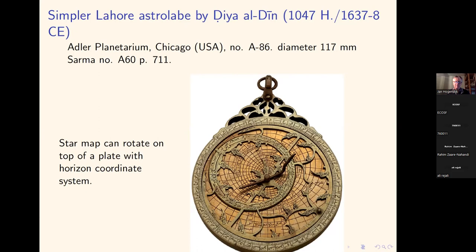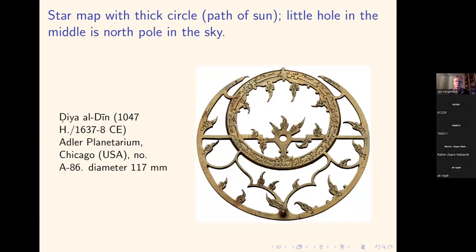So to come back to the astrolabe, here is a picture of the star map itself without the rest. You see there are the positions of the stars here, and also this thick circle, which is the path of the sun, the ecliptic, and this is divided into the signs of the ecliptic, which you probably know, Kos, Jadi, etc. It starts with Hamel, with Aries here.